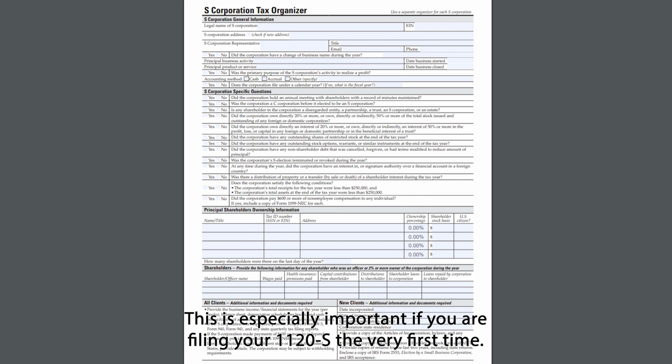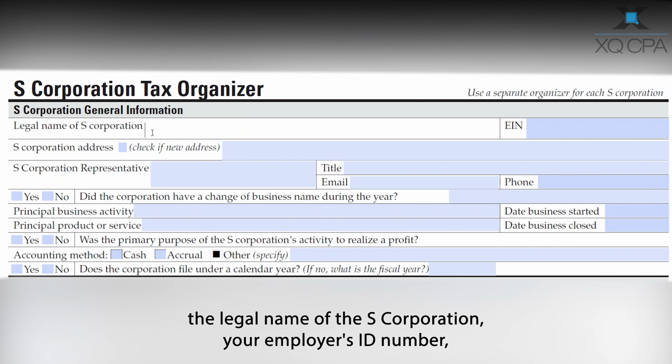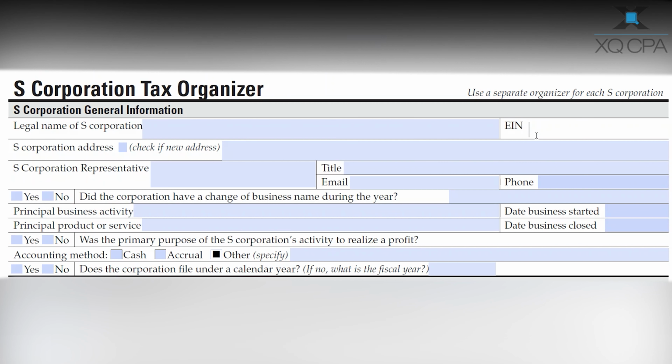So in the general information section, you will have to fill out the legal name of the S Corporation, your employer's identification number, your S Corporation business address, the name of the S Corporation representative, which is usually the owner or the president of the company, your principal business activity, your principal product or service, and of course, the date of when you started your business.